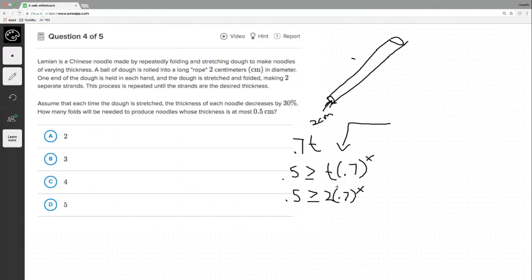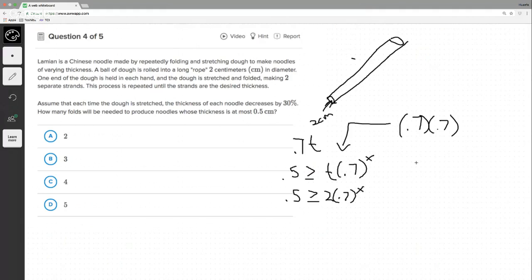If they do it one time, it'll just be 0.7 times this 2. Think about it: 0.7 to the second power is really 0.7 and then we're reducing it again by 0.7. You see how that works? It's 0.7 to the second power, then 0.7 to the third power, and so on and so forth. So this is how we'd set it up.